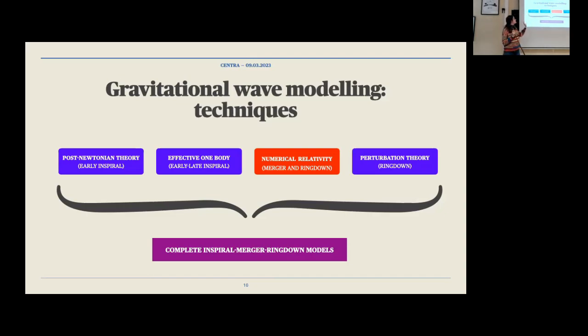And we use all of these techniques together in order to make the complete inspiral merger ring down models that we use for ground-based systems, stellar mass source black holes. Other techniques are used for, say, extreme mass ratio binaries and so on that will be seen by other detectors such as these.